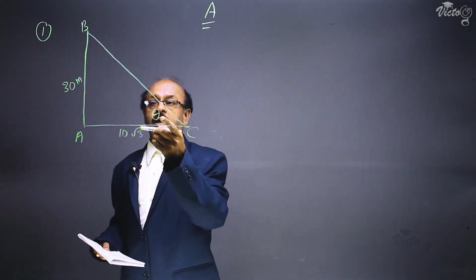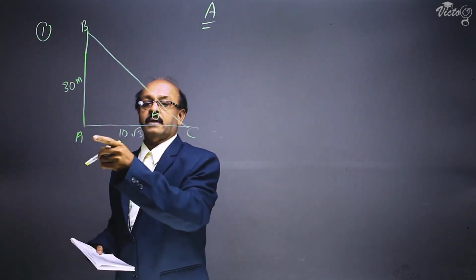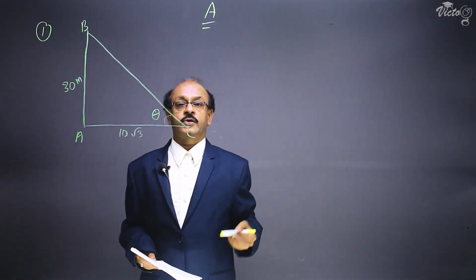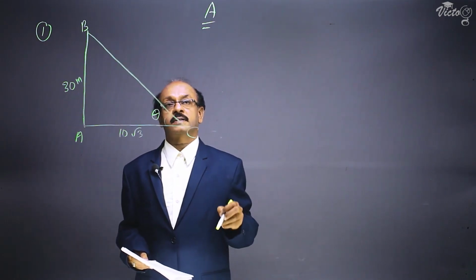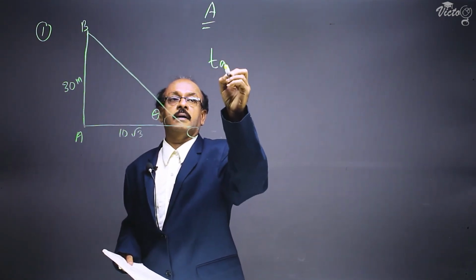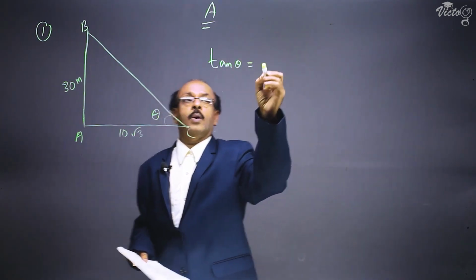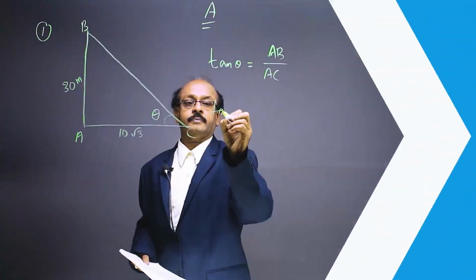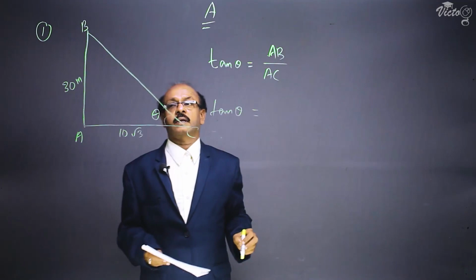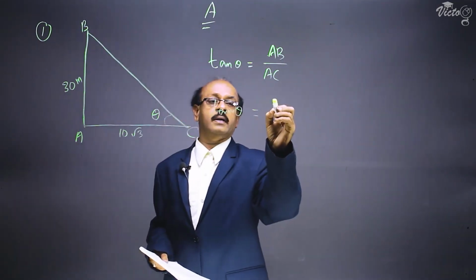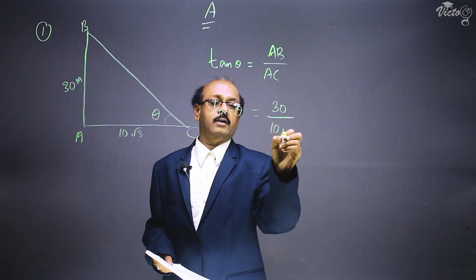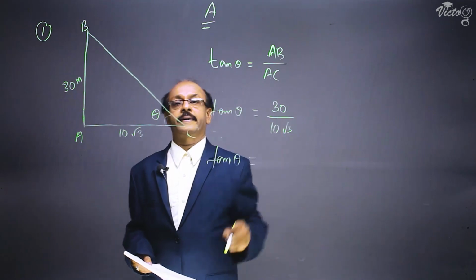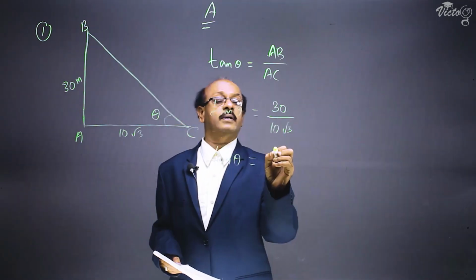Now for this angle theta, AB is the opposite side and AC is the adjacent side. Now remember the relation tan theta. Ratio tan theta is equal to opposite side by adjacent side. Tan theta is equal to opposite side AB by adjacent side AC. Giving values, tan theta is equal to 30 divided by 10 root 3. Tan theta is equal to, cancelling 30 and 10, it is 3 divided by root 3.